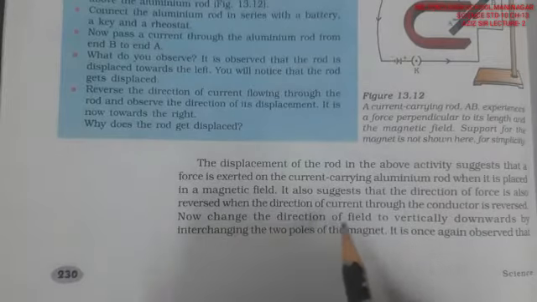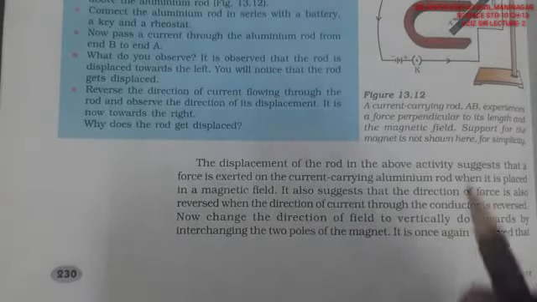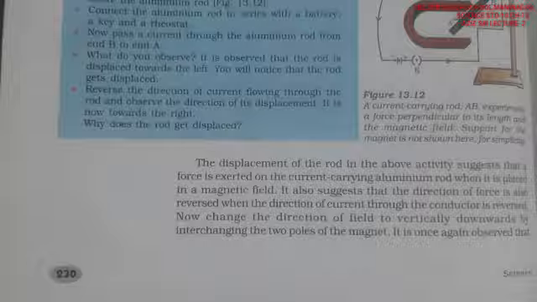Now change the direction of the field vertically downwards by interchanging the two poles of the magnet. We can change the direction of the current, we can change the direction of the magnetic field, and by which we can reverse the direction of the force.